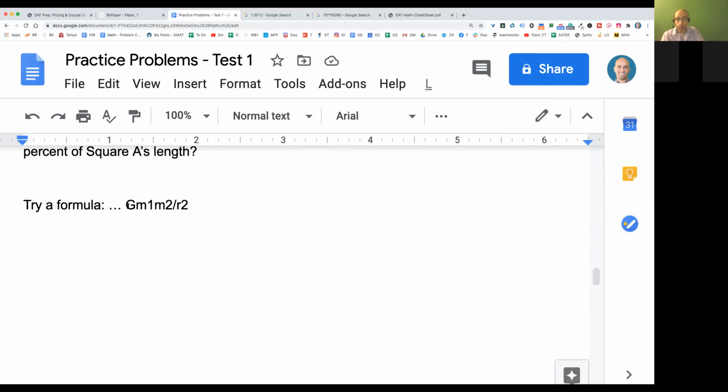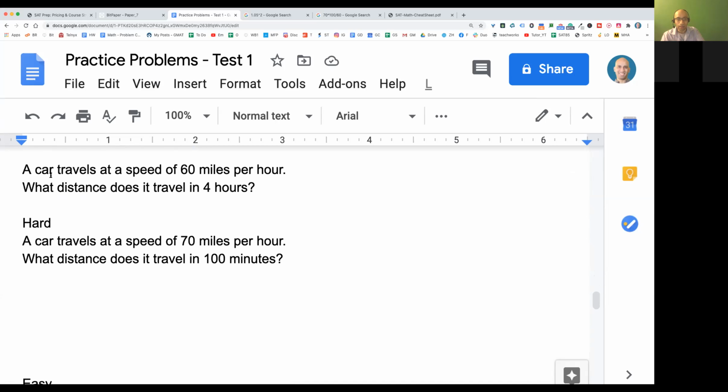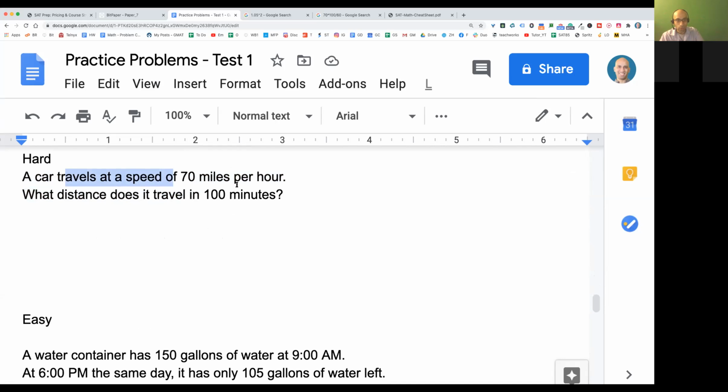Now, what else did we do here? Remember, we had that formula m1, m2 over r squared. That's another important thing. And then this was very easy for many of you, the cross multiplication idea, 60 miles, 1 hour, then X miles, how many hours, right? 4 hours, right? And then you do the cross multiplication and you get your answer, right? So that's important. Then this one was a harder problem.